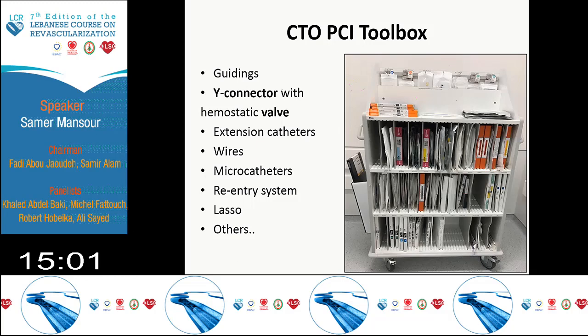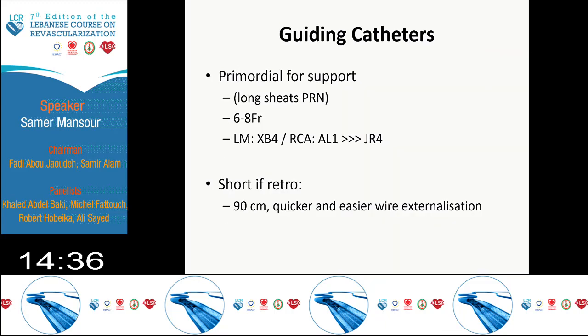You have now your plan, you look at the basic angio, you need to have the materials in your cath lab before you move to the lab. This is a CTO cart we have, and all our devices related to CTO procedures are there. The technicians will not run to the right and to the left to bring the materials while you need them. This cart is in the cath lab. We move it to the cath lab when you start a CTO case. It will include dedicated guidings, the Y connectors, extension catheters, CTO wires, microcatheters, re-entry systems, and lassos.